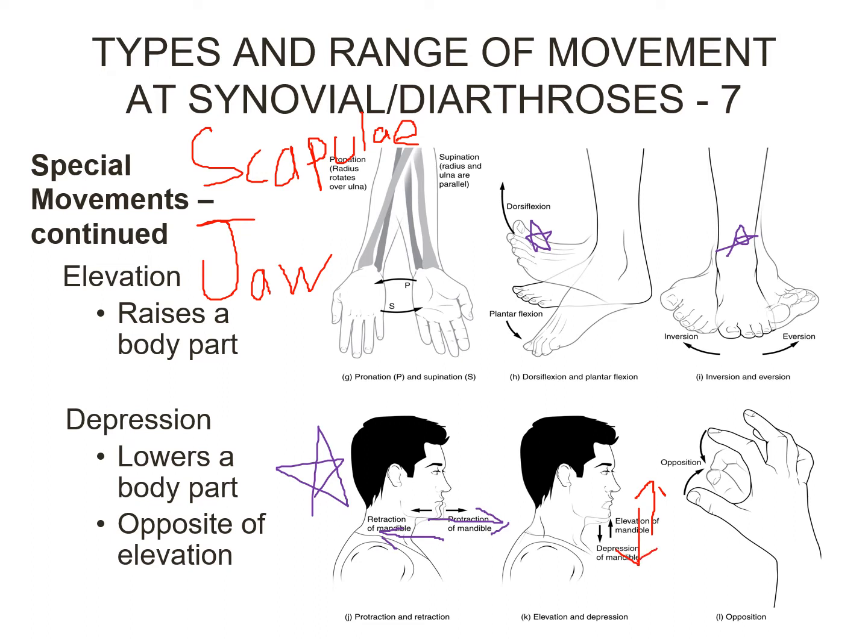And this last little picture here, we're not covering in the notes, but I do want to just bring this to your attention. One more special movement would be something called opposition. And this is the ability to touch each fingertip to the tip of your thumb. And that's where we get the term opposable thumb in humans. You can't do that with your big toe and your little toes, right? You can only do that in your thumb because of that special joint that we'll talk about.